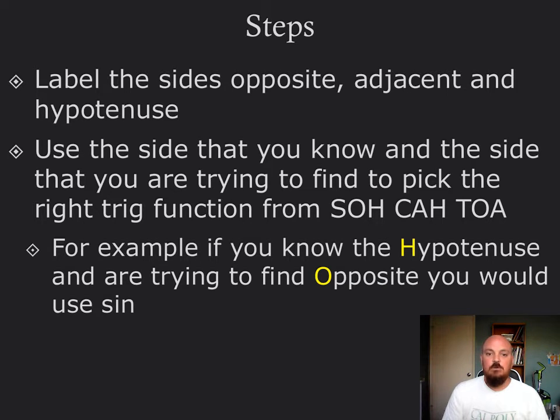So for example, if I know the hypotenuse, that's H, and I'm trying to find the opposite, that's O, I would look up here and say, well, I have O and H. That means this is a sine question. Or either of the other two. If I knew the adjacent and wanted to find hypotenuse, A and H, I would use cosine. Or if I wanted to find opposite and I knew adjacent, O and A, I would use tangent. So you look at the two sides, the one that you know already and the one that you're trying to find, you ask what sides they are, and then you use those to pick either sine, cosine, or tangent.